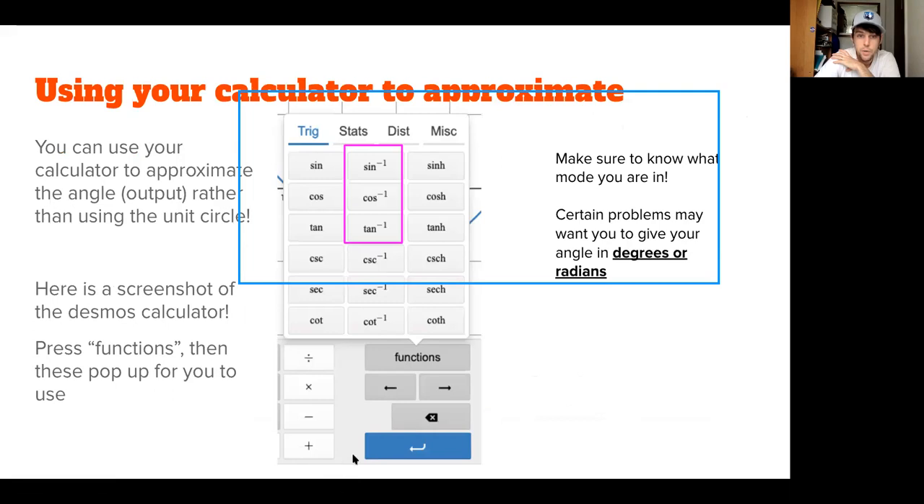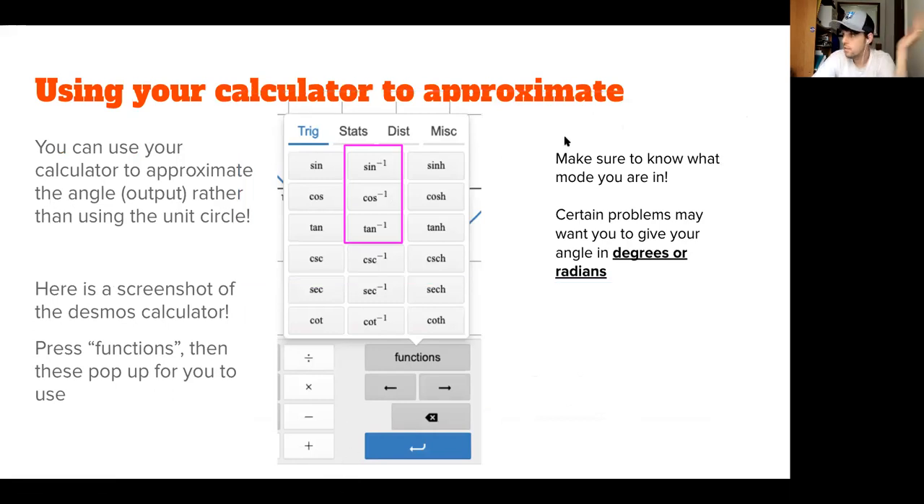Using your calculator, we're going to be using our calculator a little bit. This is a little screenshot of Desmos. We can do the inverse trig functions. We can actually do all 6 of them if we're using the graphing calculator version of Desmos. We can do cosecant inverse, secant inverse, cotangent inverse, whatever. We're mostly going to stick to these 3 buttons, but that's okay.